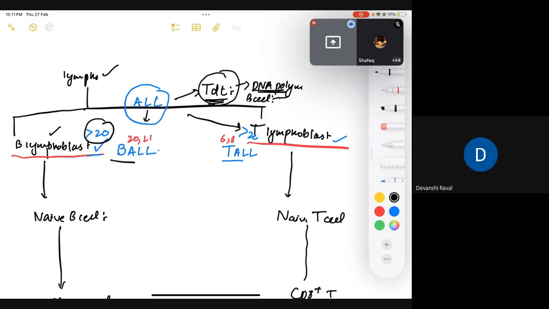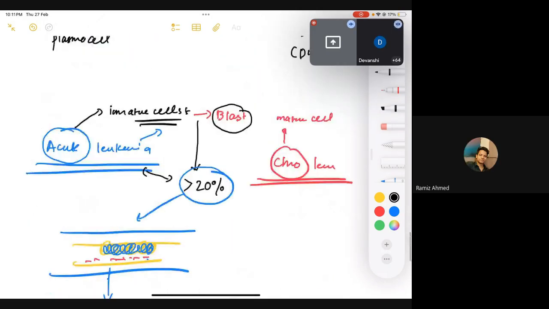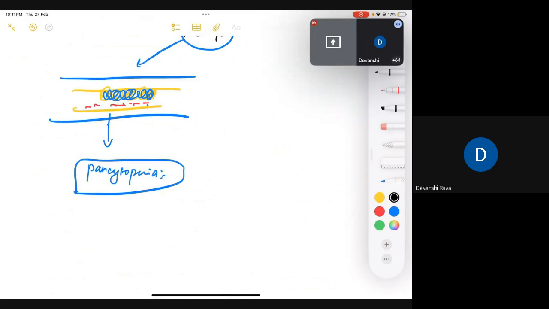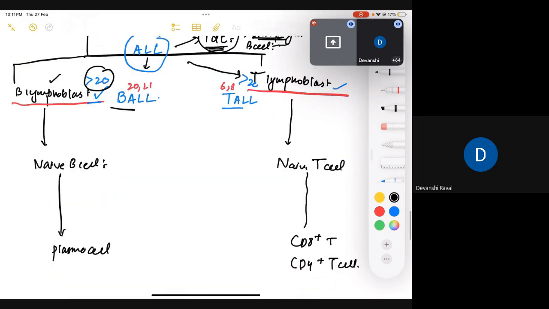Can I just proceed further? Sir, yes, sorry to interrupt. I have one question. If we figure out that there is MPO, then only we can say that it is AML. But in monoblast and megakaryoblasts, there is no MPO.